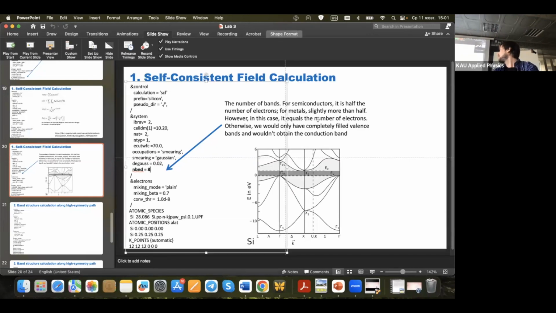How can I choose it? I can choose it by knowing the number of valence electrons. For example, for our silicon, we have 4 valence electrons, and we have two silicon atoms in the unit cell. So our whole unit cell has 8 valence electrons. By default, it will be half of the valence electrons for insulators. So it will be 4 by default. But if I use number of bands 4, I will get only these lines. I will get only valence bands, and I will not know what happens there.